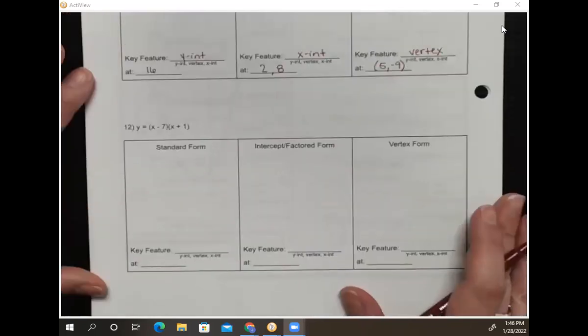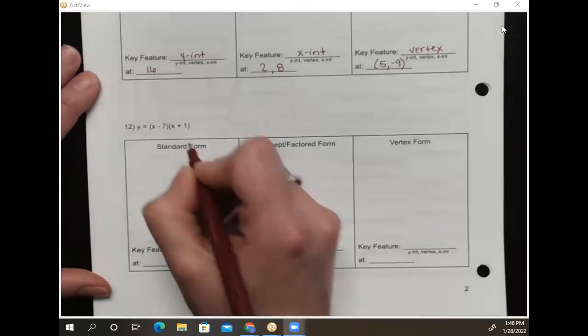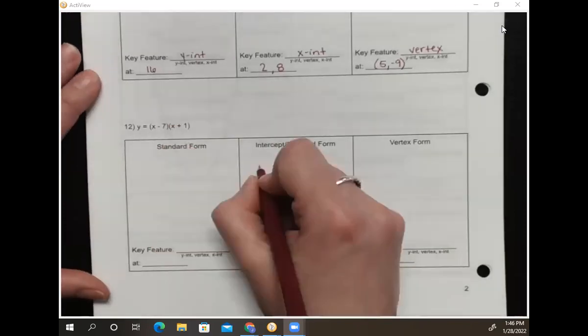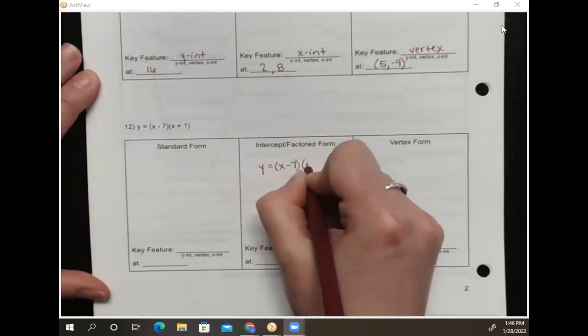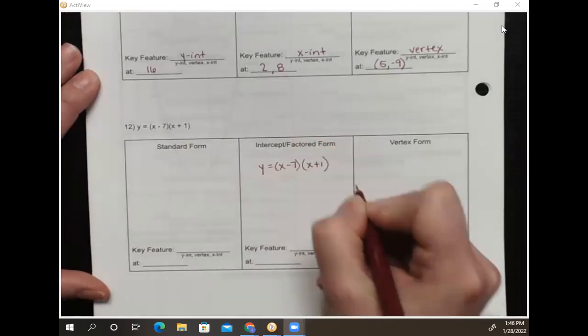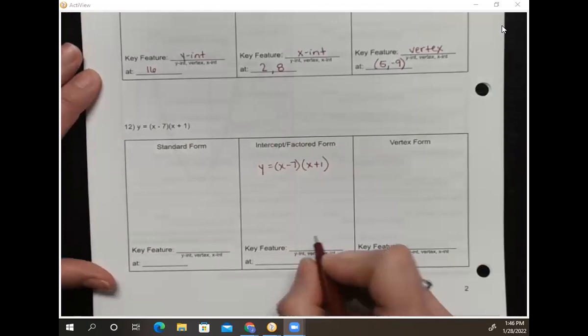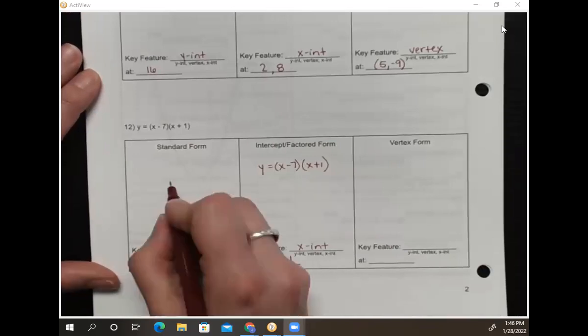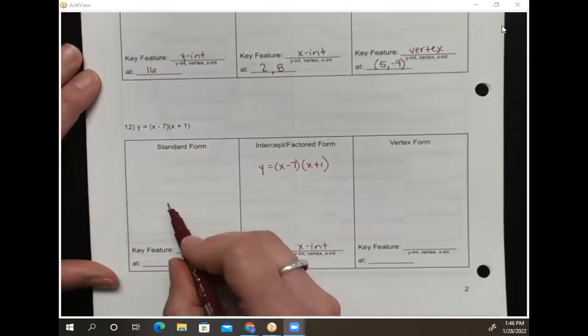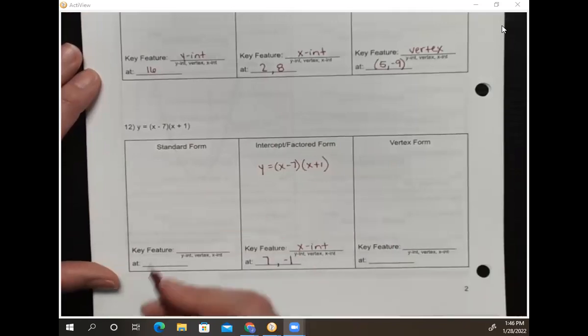Number 12, we've got 2 parenthesis groups here. That's factored form or intercept form. So I'm going to fill that in here, x minus 7 times x plus 1. Factored form we know gives us the x-intercepts of our function, and our x-intercepts here would be +7 and -1, opposite the signs that I have in parentheses. I'm going to go to standard form next. We need standard form in order to get our vertex form, so I'm going to get standard form next.